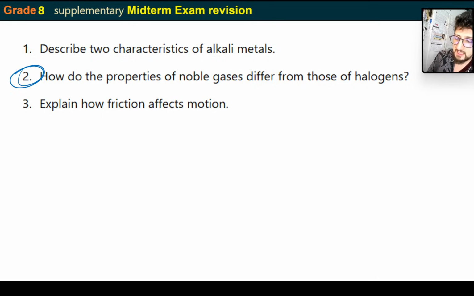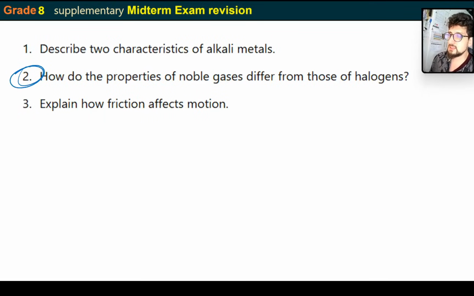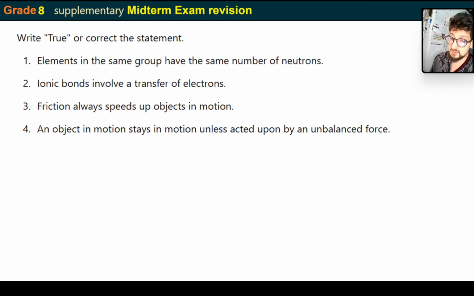Okay? Explain how friction affects motion. Well, that's just the same as that one. Friction opposes the motion or the movement of the object. It's a force that exists between two surfaces that are in contact with each other, and it opposes the direction of the motion. So if I'm moving forward, friction will be moving backwards.